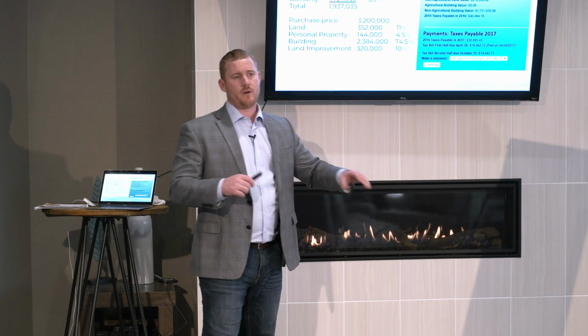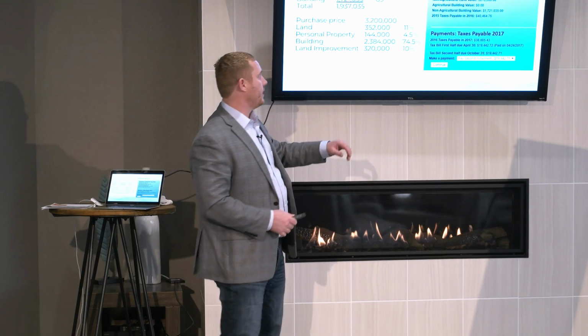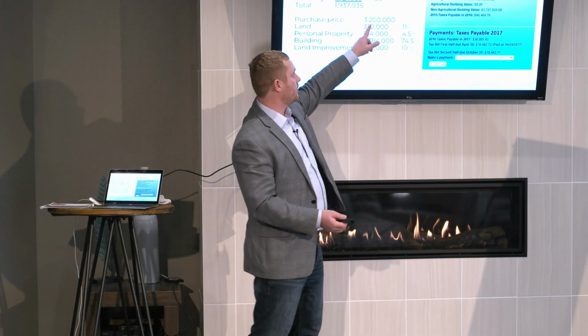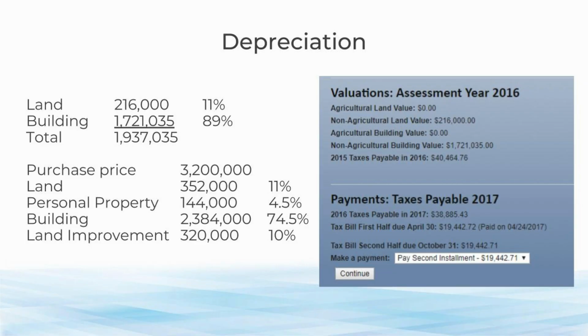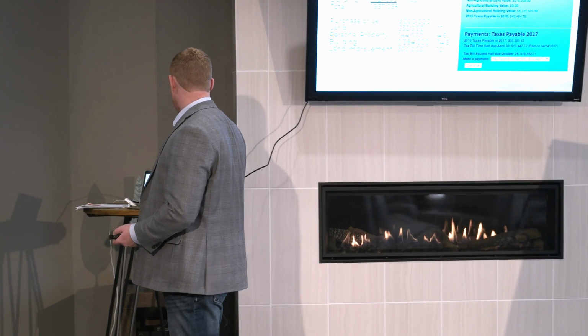We're not going to talk about what if we get it for 3.1. Let's go with the asking price. If we know that land is 11% of the value, let's take the 3.2 million times 11%, we get $352,000. And continue on down. We've got the personal property. How do we come up with 144? And how do we come up with land improvements of 320? Okay, so let's look at that quick.